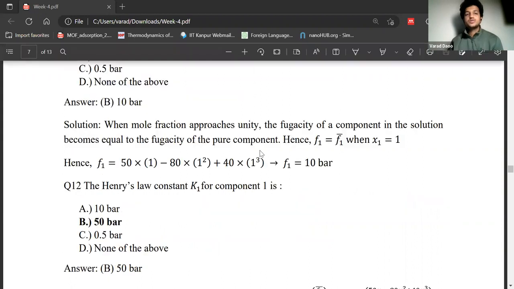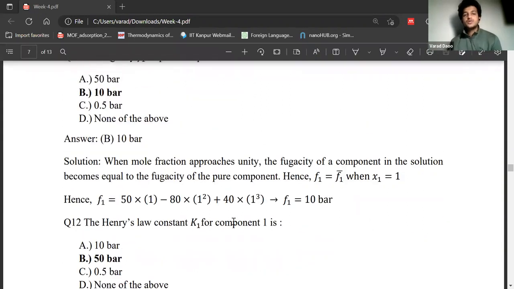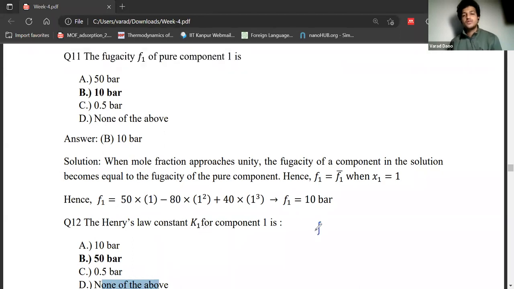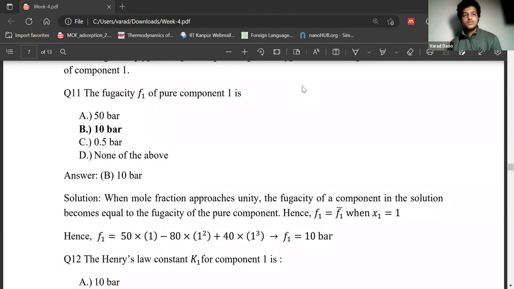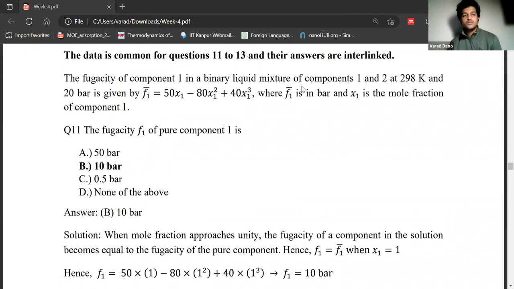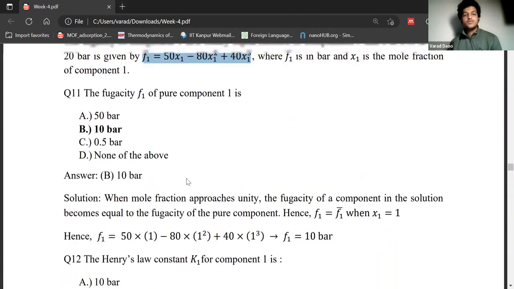Okay. The next question is, what we are asked to find is Henry's law constant for the component. These are the options: 10 bar, 50 bar, 0.5 bar. The expression for F1 bar is going to remain the same as what we had given above. So this is the expression for F1 bar. And what we are asked to find is the Henry's law constant. So I'll give you a couple of minutes to try the question.